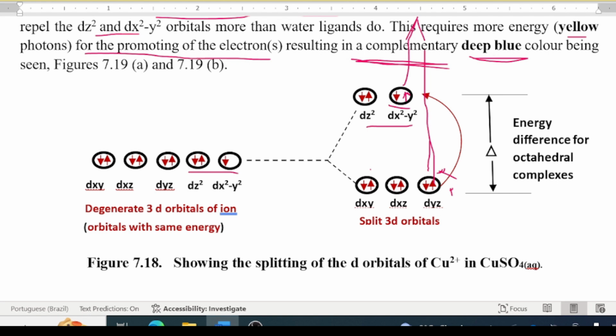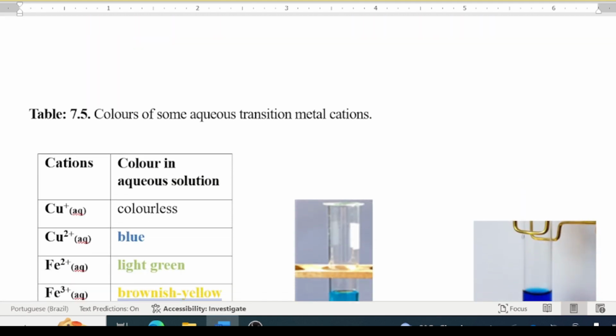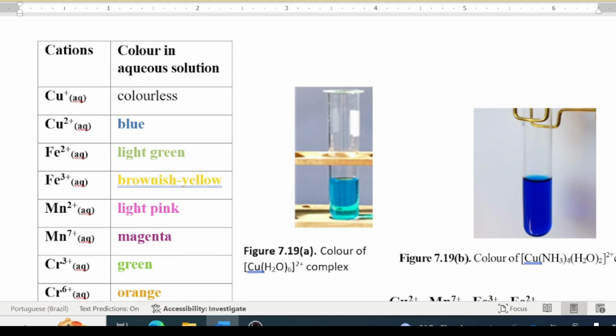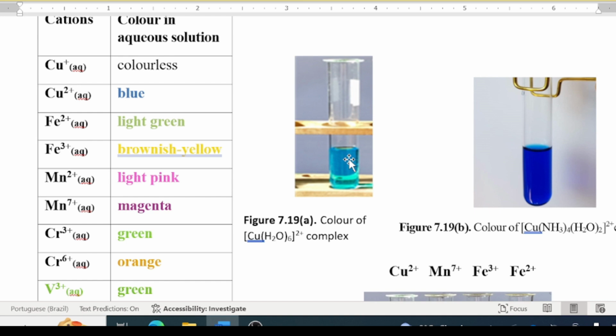I hope that was helpful to you. Okay. Now we go on to look at the different colors of some of these transition element ions here. Before you go further, this was the cyan color of the complex, hydrogen complex. Okay. You see it has these water molecules there.